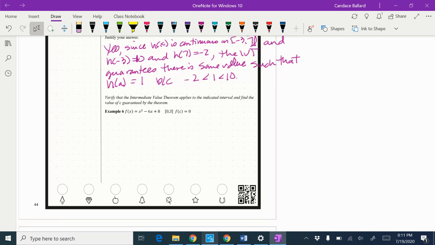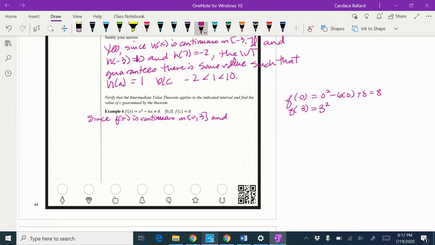So we're going to start by saying, first of all, is the function continuous? So yes. So since f of x is continuous on 0 to 3, and let's go ahead and do this calculation. I'm going to do my calculation off to the side. F of 0 equals 0 squared minus 6 times 0 plus 8, which equals 8. And then f of 3, so I'm plugging my x values in, 3 squared minus 6 times 3 plus 8. And when I add all of that up, I get -1.